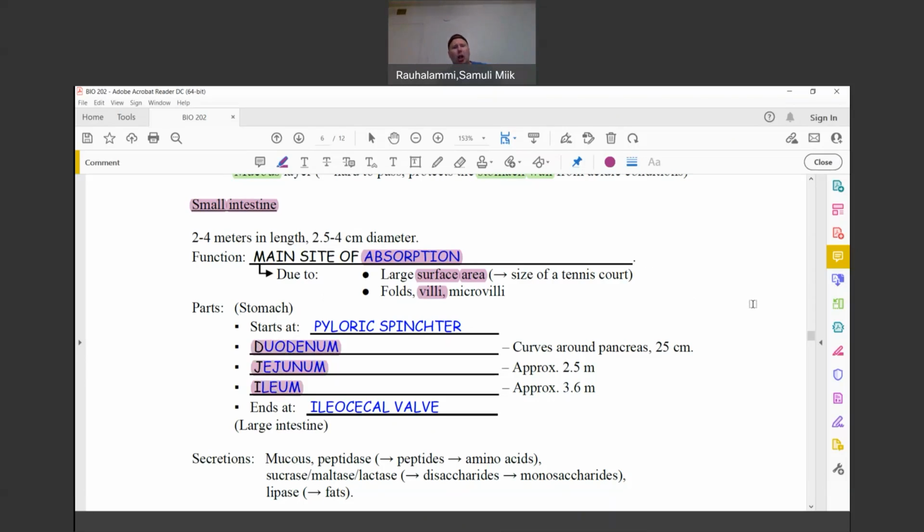Duodenum is not a very long part. It's about 25 centimeters immediately after the stomach, curving around the pancreas. And this part is really where the pancreatic juice and secretions are released, and the acidic chyme released from the stomach gets a little bit more neutralized, and a lot of those enzymes start working.